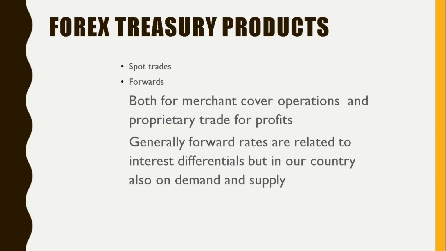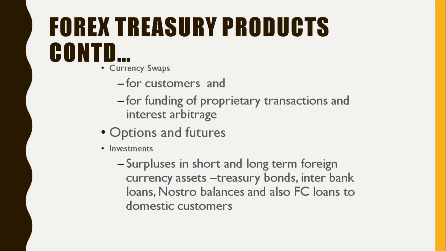Now, forex treasury products. What are the different products of forex treasury? First is spot trades and forwards, both for merchants' cover operations and proprietary trade for profit. So it is for both merchants and proprietary. Generally, forward rates are related to interest differentials, but in our country, also on demand and supply. Now, a currency swap is for customers and for funding the proprietary transaction and interest arbitrage.